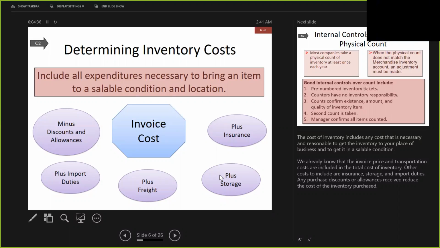So determining inventory costs. And we see that when we determine this, we have to include all expenditures necessary to bring the item to sellable condition and location. So when we see condition and location, we realize that there might be some transport in there too.